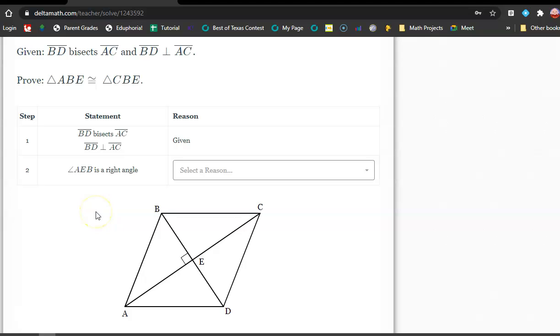Okay? So, now I know that those two bisect each other, and I know that those two lines are perpendicular. They're giving me the statements. All I have to do is come up with the reasons. So first they're telling me that's a right angle. How do I know that angle AEB is a right angle right there? What was said up before that proves it? Well, that's what perpendicular means. Remember, this upside down T means perpendicular. Perpendicular lines make a right angle.